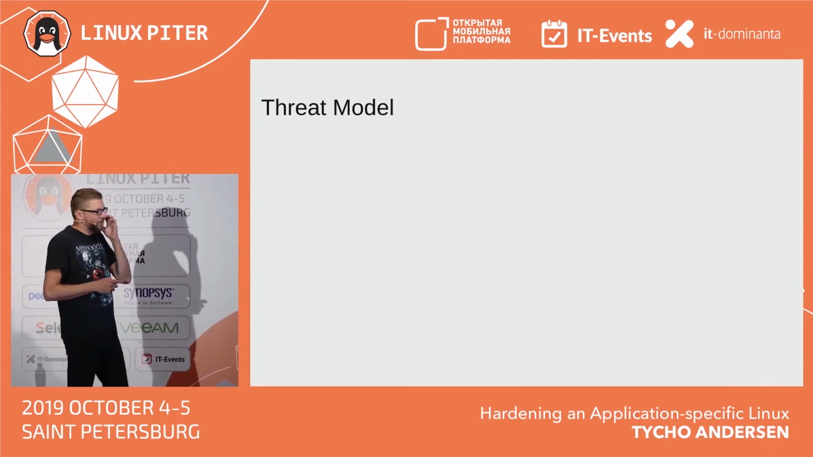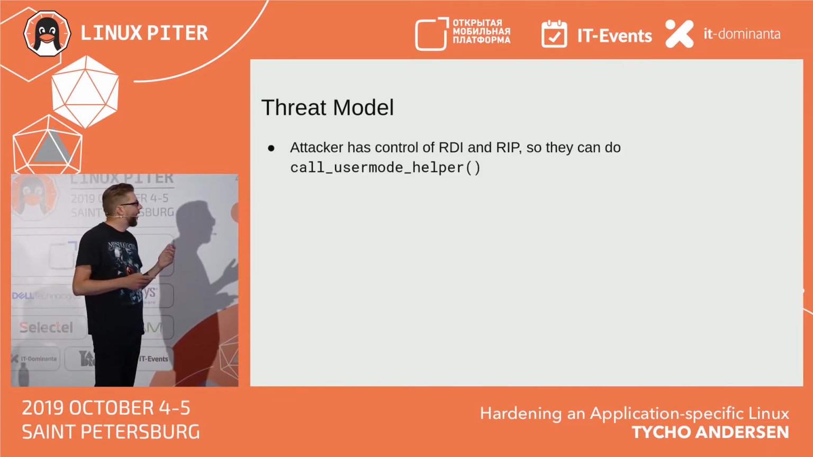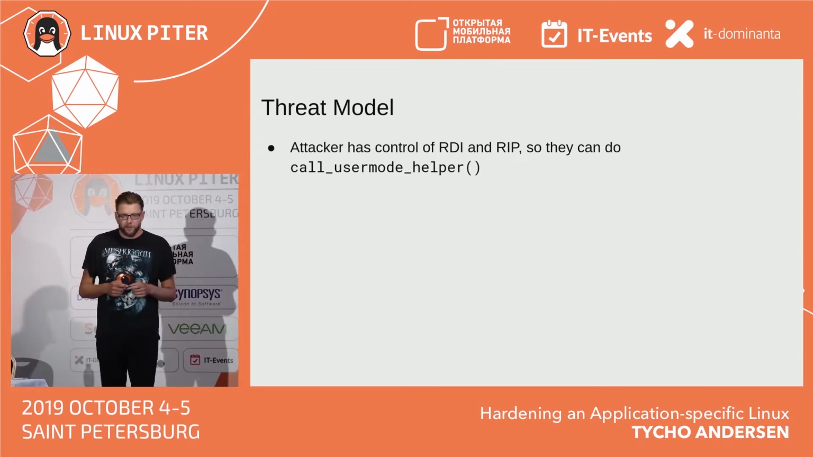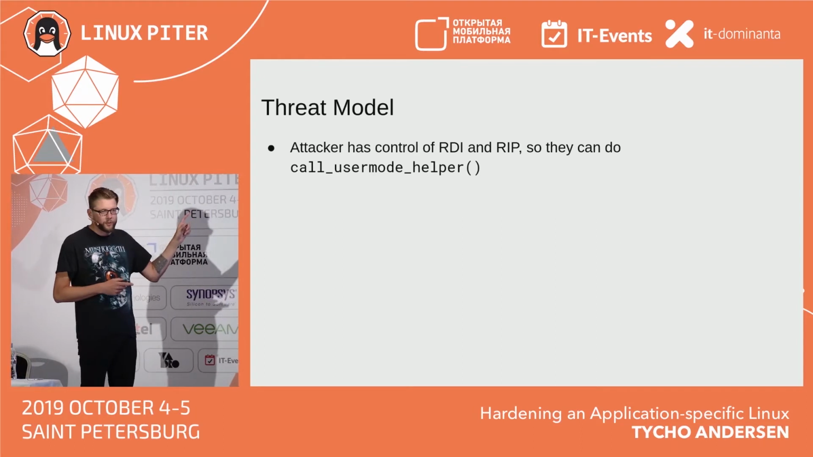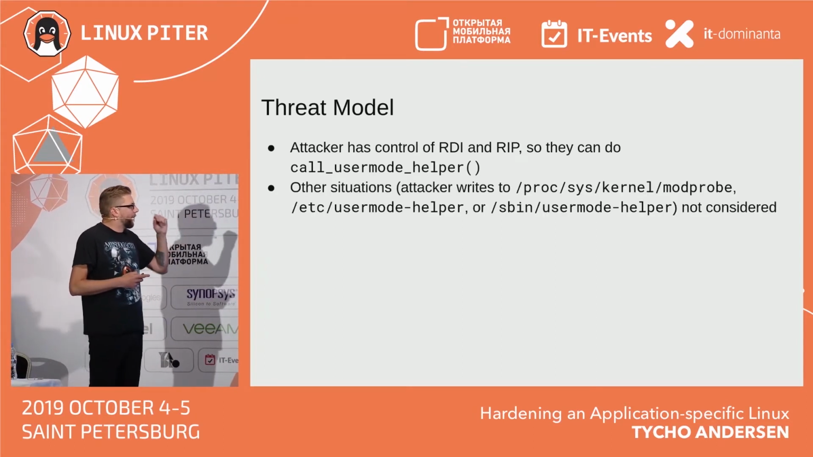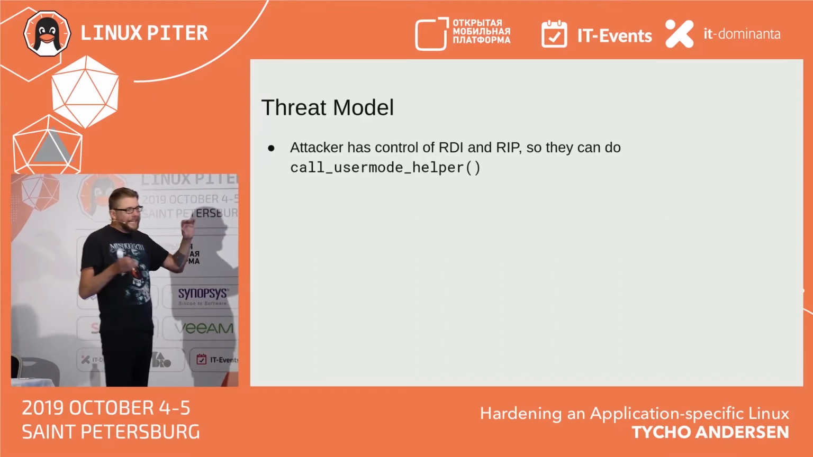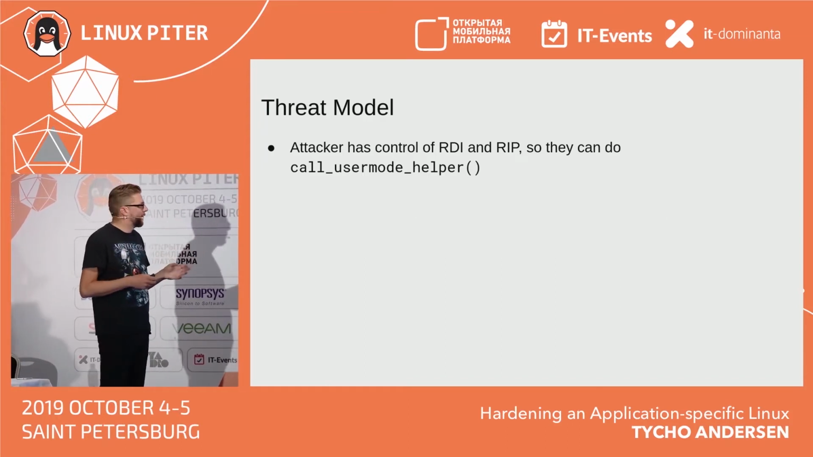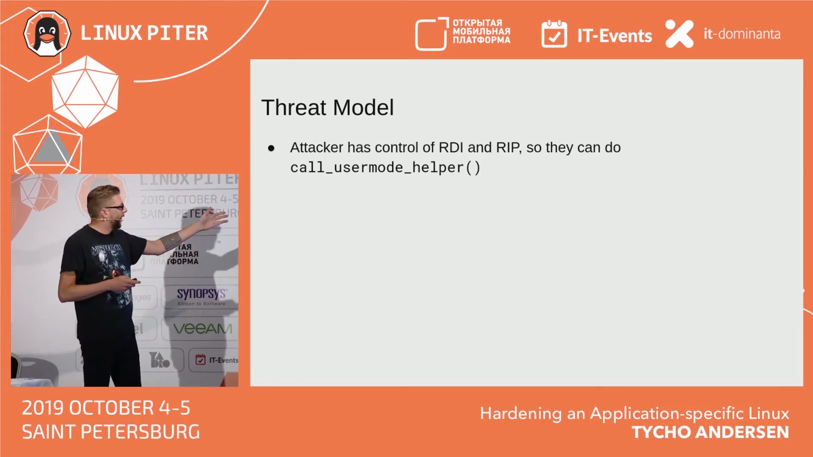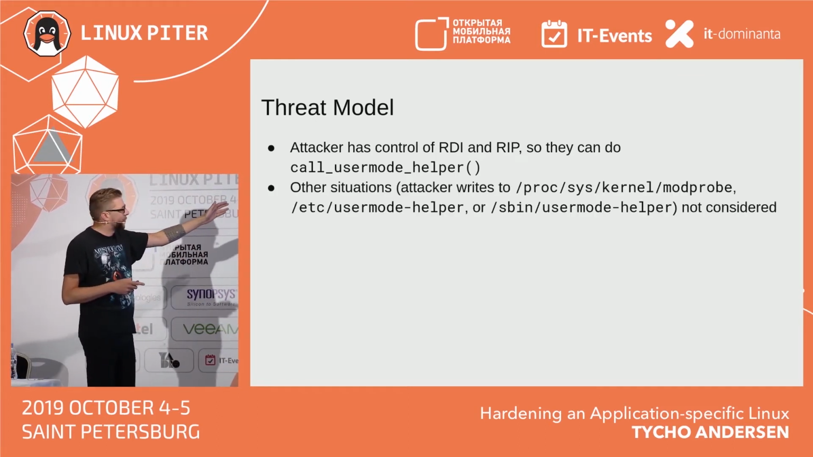So at this point, we should probably talk a little bit about what the threat model is. Like I said before, this blog post by Jan Horn points out that you actually only need control of 2 registers in order to make this call. So any exploit that has control of these 2 registers can run code as root. That's the threat we're trying to protect against.